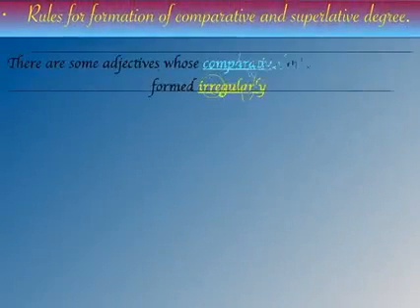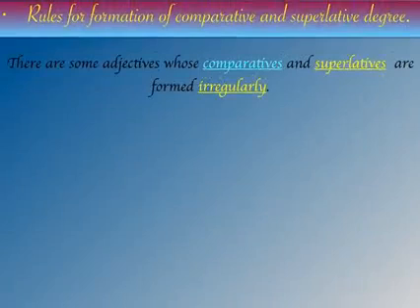Now let's see some exceptions regarding the formation of comparative and superlative degree. There are some adjectives whose comparatives and superlatives are formed irregularly. It means that the comparative and superlative degrees of adjectives are formed without following any rules. They are totally different from each other. Let's see some example.